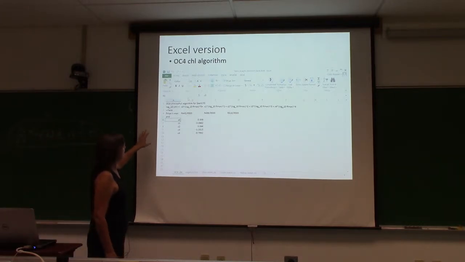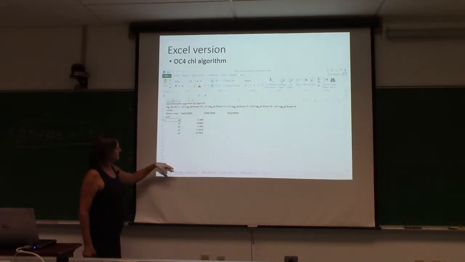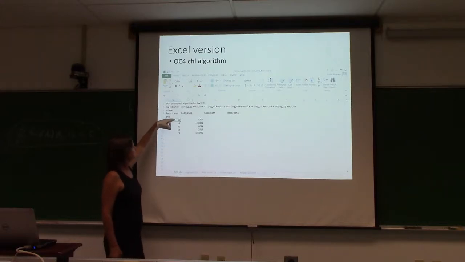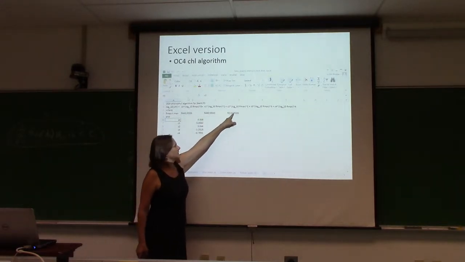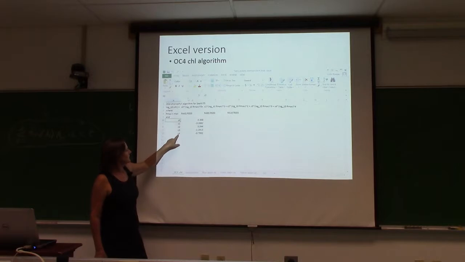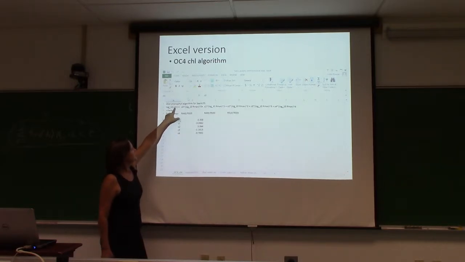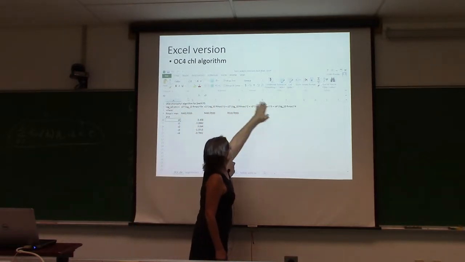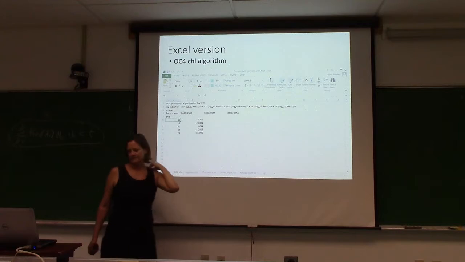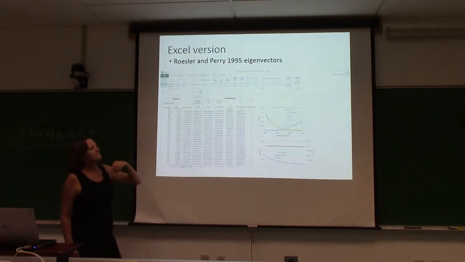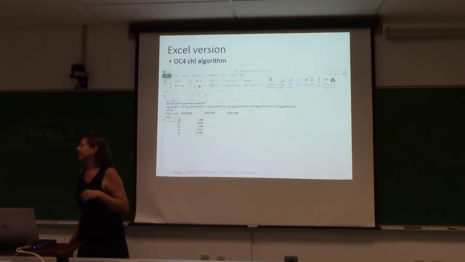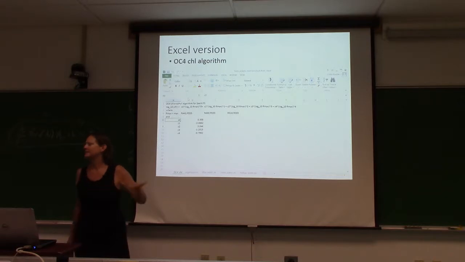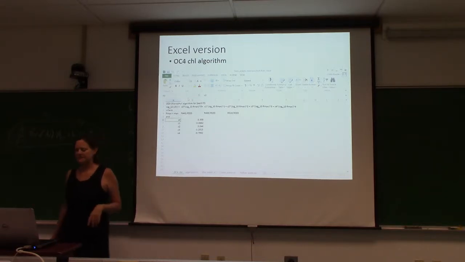On the first worksheet, it's the OC4 algorithm. These are the band ratios. These are the coefficients, C0 through C4. And here's the equation to estimate chlorophyll from the maximum band ratio using the squared fourth term, et cetera. You can update these coefficients if you want.